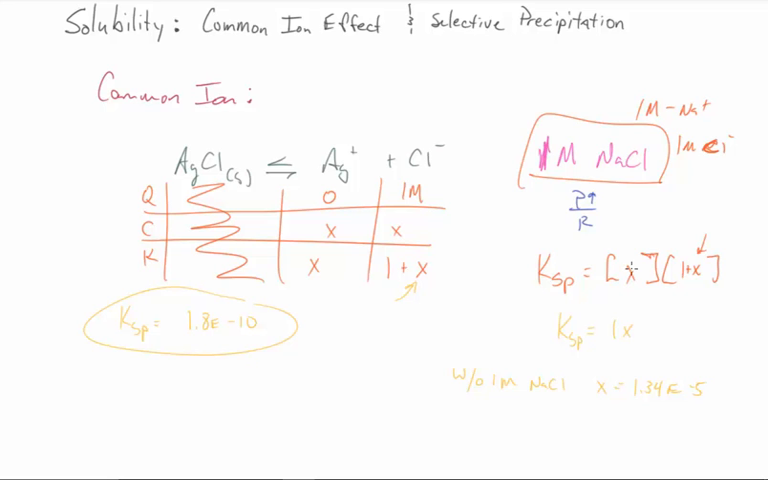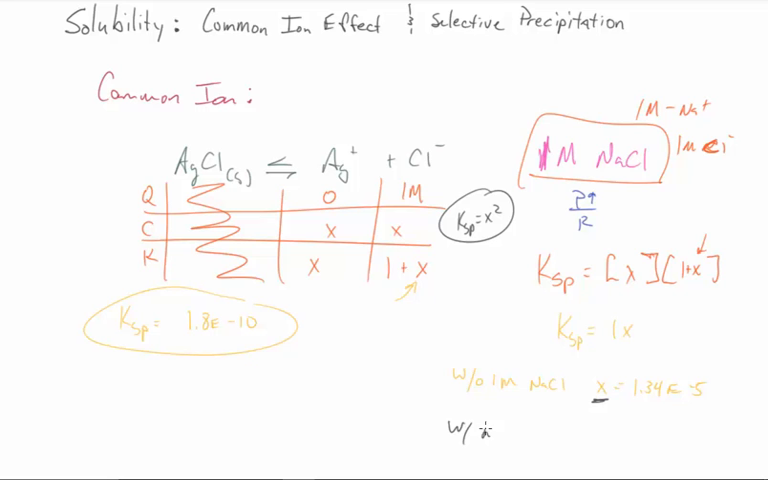And all I did, since this is a 1-to-1 ratio, if you look at it, Ksp is equal to X squared generally, right? Because it's a 1-to-1 ratio. So that's where I got this X value from: I just took the square root of the Ksp value and got X without the NaCl.